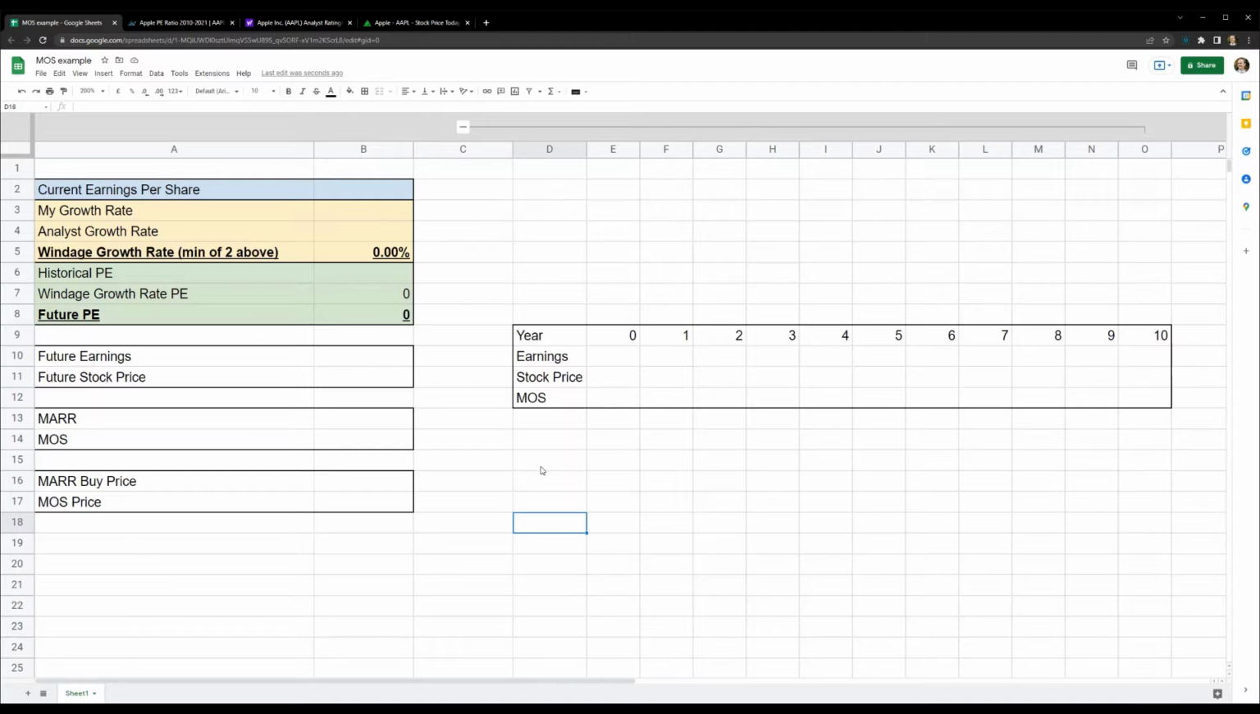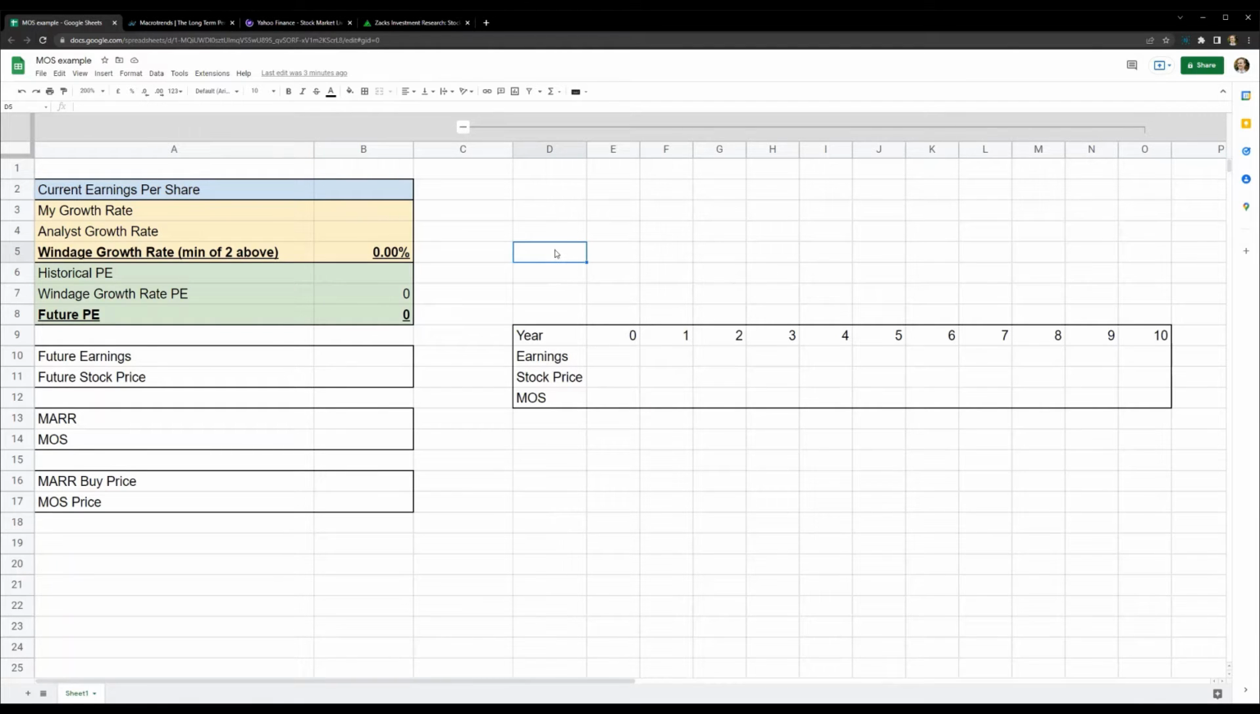So one of the first things we need is a relatively good understanding of what Apple's earnings per share are today. And that's going to act as our start point, our foundation to grow the earnings from there. You can get that in a few places. You can go to Yahoo Finance to get the trailing 12 months earnings.